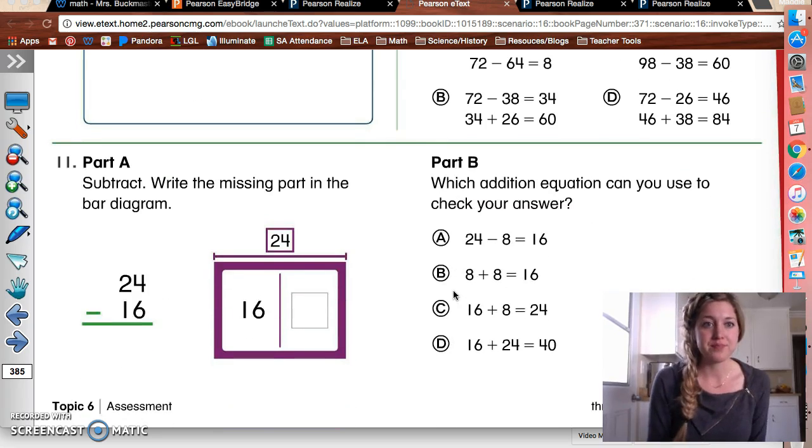Number 11, part A. So this one has 2 parts. Subtract. Write the missing part in the bar diagram. So you can subtract here, you can use this bar diagram to help you, and where they want your answer for this missing part is right in here. Part B says which addition equation can you use to check your answer? So you solve it here and then bubble in which one you think could help you check your answer to make sure that what you did here is correct.